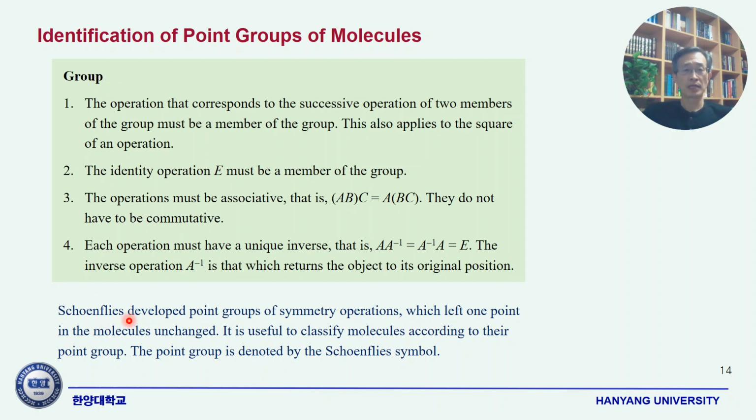So Schönflies developed the point group of symmetry operations which leave one point, usually the center of the molecule, unchanged. So it is useful to classify molecules according to their point group. For example, we collected all symmetry elements for benzene, and then we designate that group as D6h. That D6h group symbol is the Schönflies symbol.